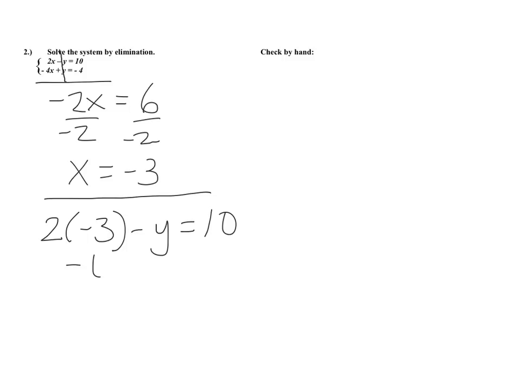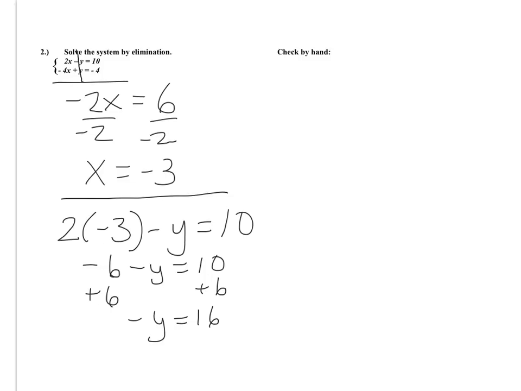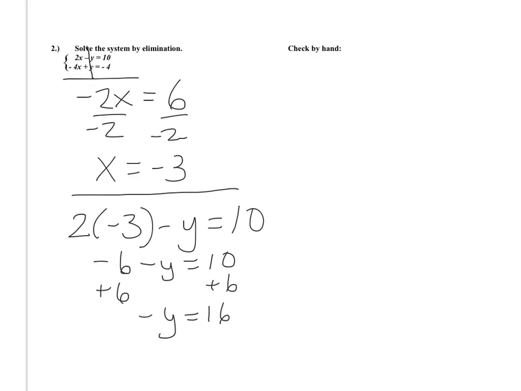Well, 2 times -3 is -6. Minus y equals 10. Get y alone, so I'm going to add 6 to both sides. And I'm going to get -y is equal to 16. And then I'm going to divide both sides by -1. And when I do 16 divided by -1, I get y is equal to -16.